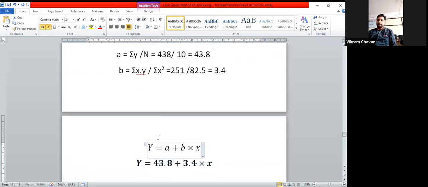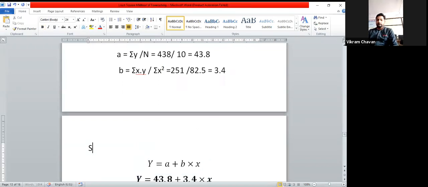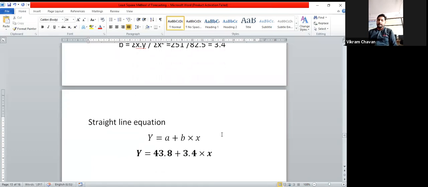So I will write here the straight line equation: y is equal to a plus b multiplied by x, and after putting a and b in the straight line equation, we get y is equal to 43.8 plus 3.4 multiplied by x.